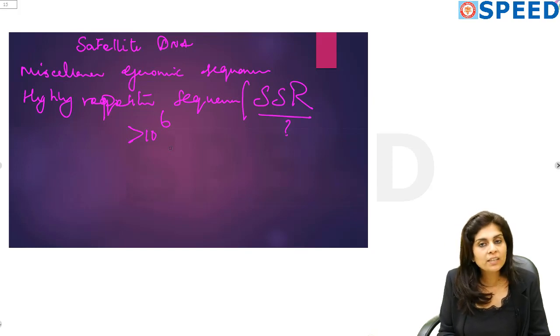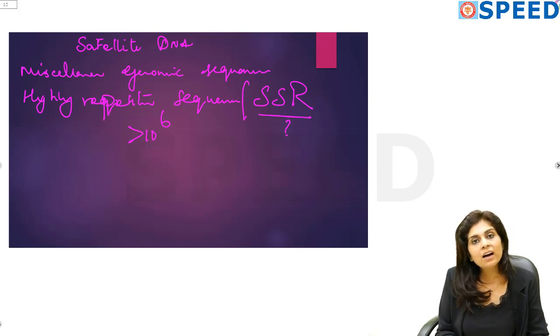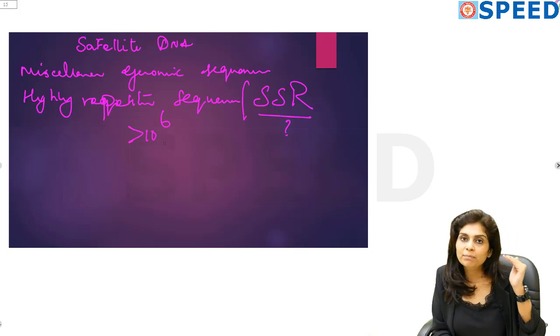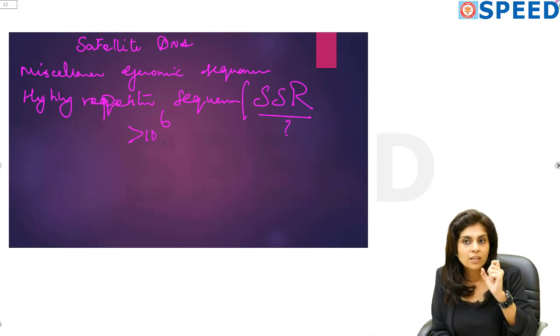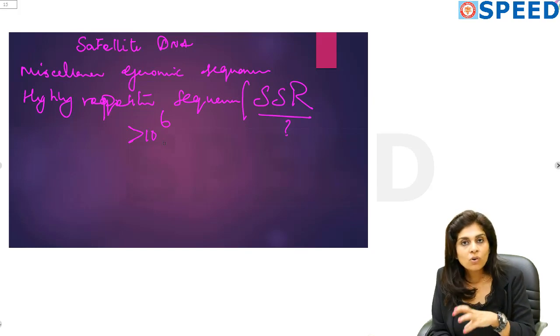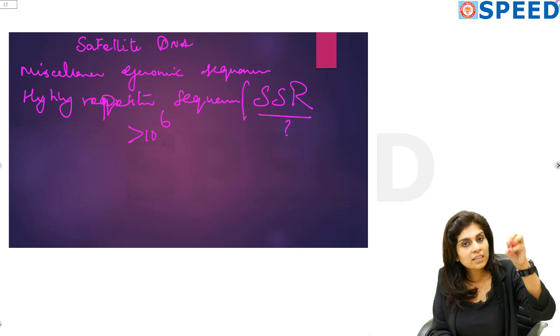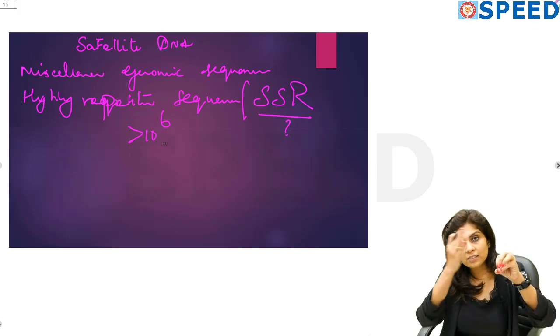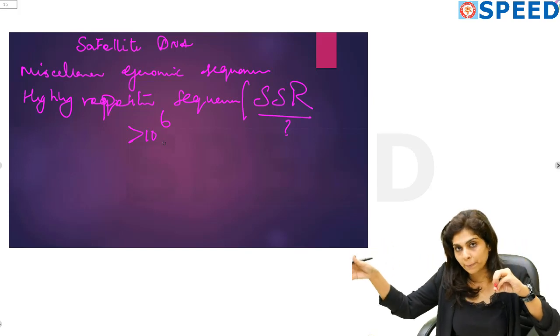Because it's repeated more than 10 power 6 times, you call it a highly repetitive sequence. And when you know they're completely non-coding, why are you learning about them? It is because, though I said they are repeated more than 10 power 6 times, not all the 10 power 6 repeats will be concentrated at a single locus. They are distributed at various loci.